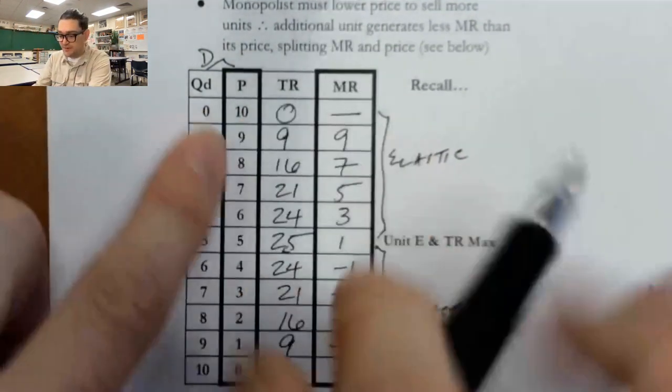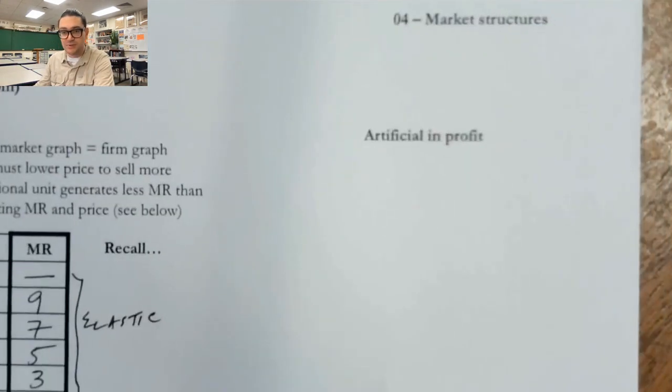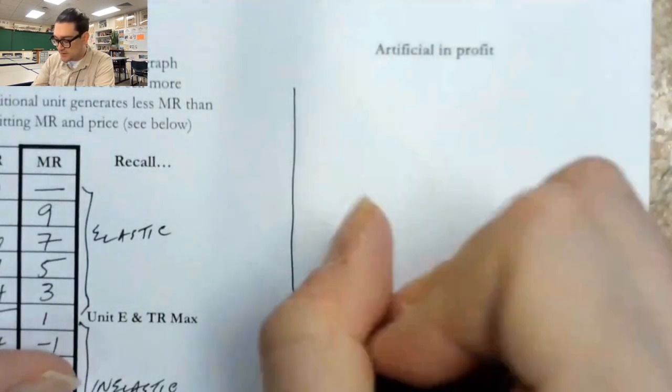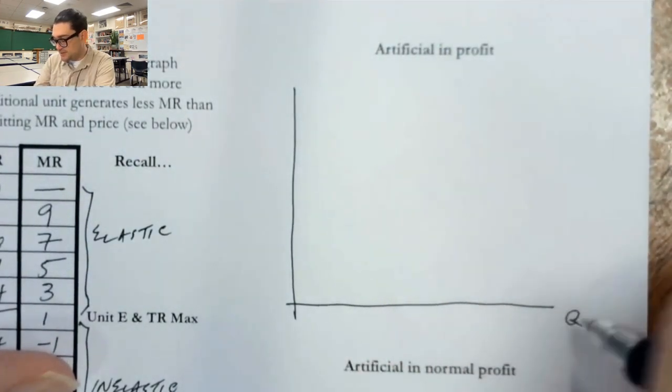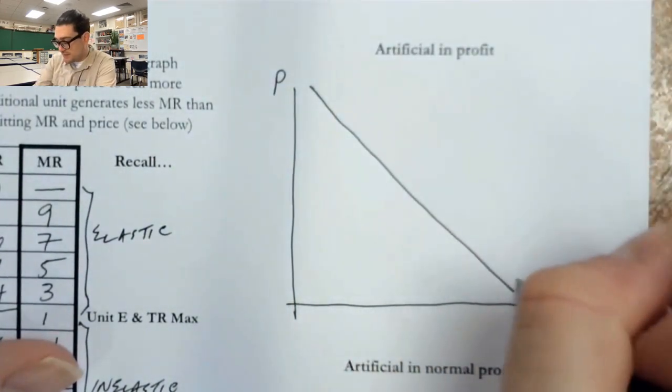For the first unit, they're going to be the same, but after that point, they're going to split. So let's actually go ahead and start constructing our first monopoly graph. We're going to have a nice big axis here, draw it nice and big, price and quantity. And then we're going to have demand come down just like that.